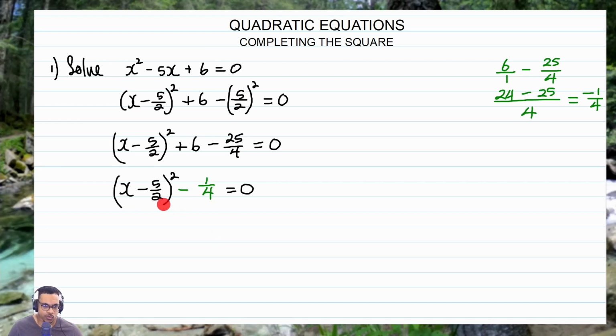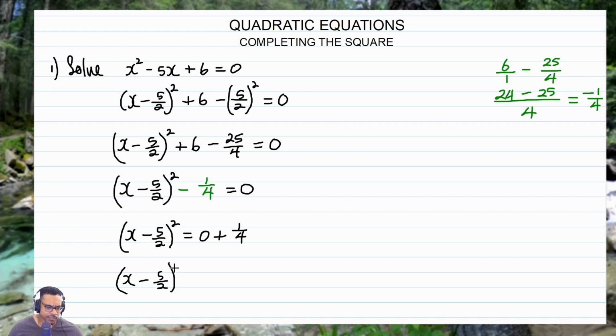Now that I've completed the square on the quadratic, now I can go about solving the equation. So the first thing I want to do is transfer this negative a quarter across the equal sign. So I'll have x take away 5 over 2 in brackets squared is equal to 0 plus a quarter. That's because we transfer this negative a quarter across the equal sign, and the sign in front of it will change from negative to positive. So this will just be x take away 5 over 2 in brackets squared is equal to a quarter.